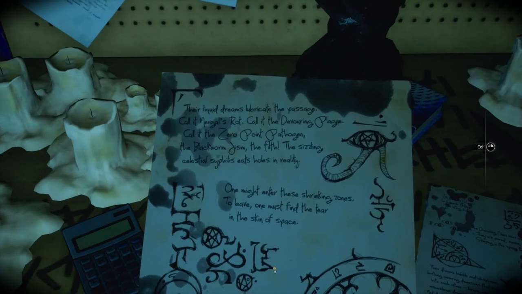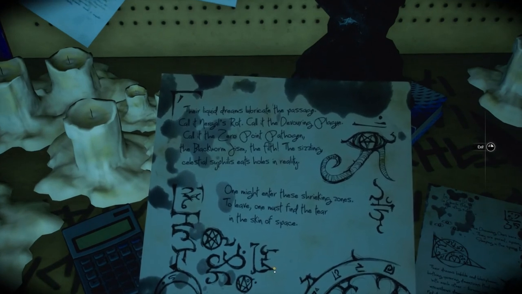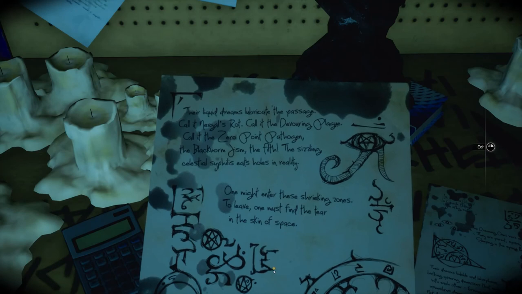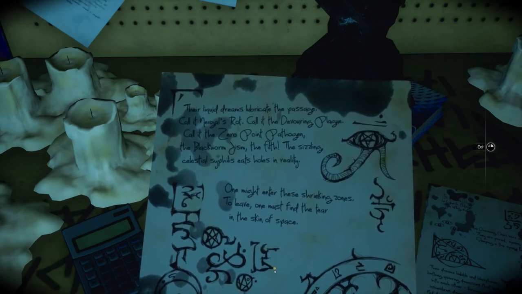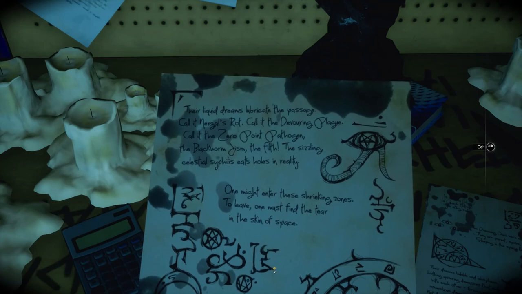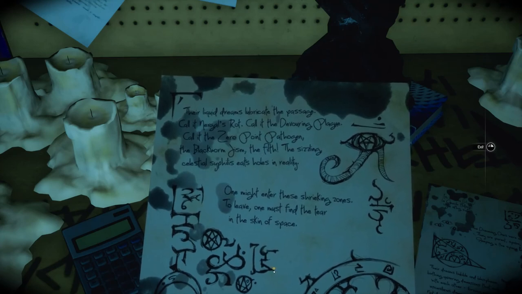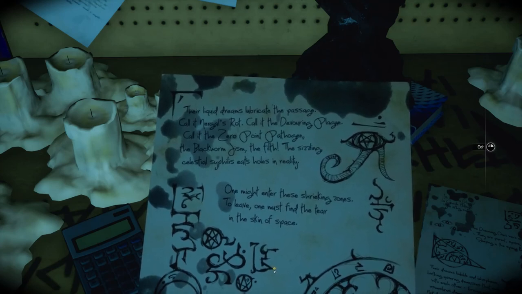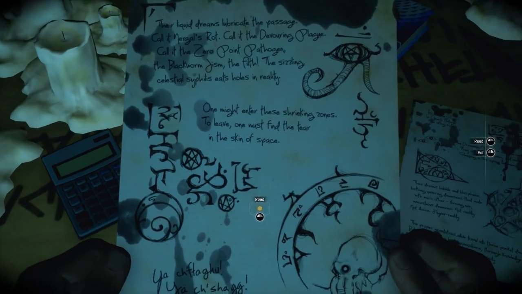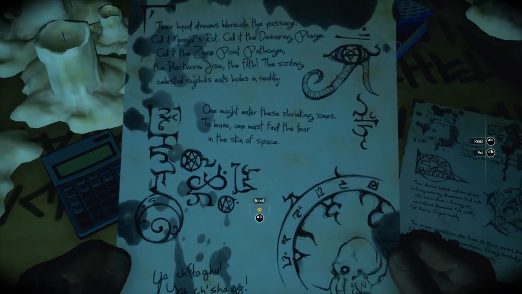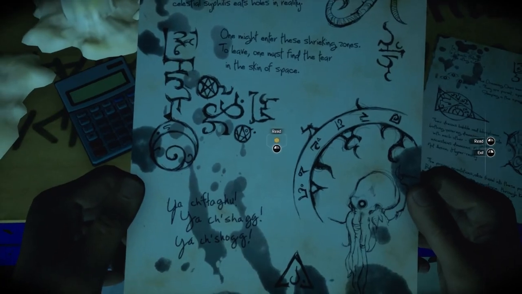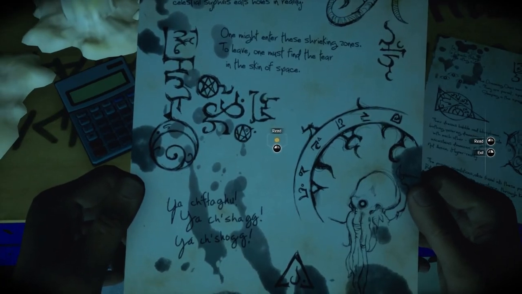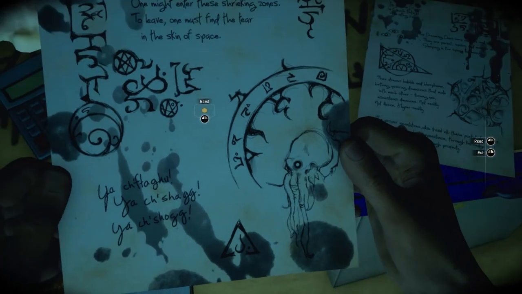Their liquid dreams lubricate the passage. Call it Nurgle's rot. Call it the devouring plague. Call it the zero-point pathogen. The blackworm jism. The filth. The sizzling celestial syphilis. Its holes in reality. One might enter those shrieking zones. To leave, one must find the tear in the skin of space. Yak flelok shag ga shogoth.